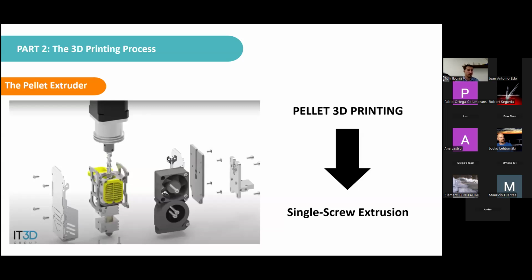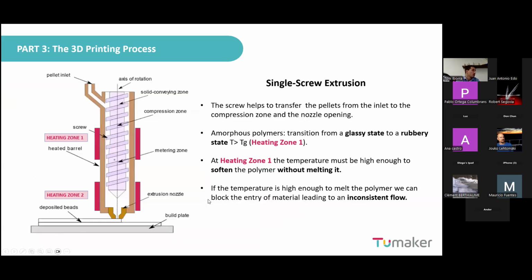In order to use pellet feedstock, we need to use a pellet extruder. So we have developed a screw-based pellet extruder with two heating points that allows us to process thermoplastics as pellets. Here you have a schematic of our pellet extruder.